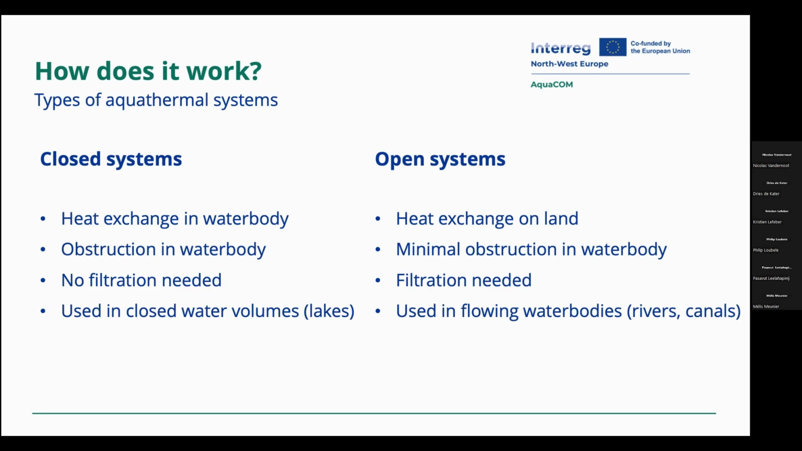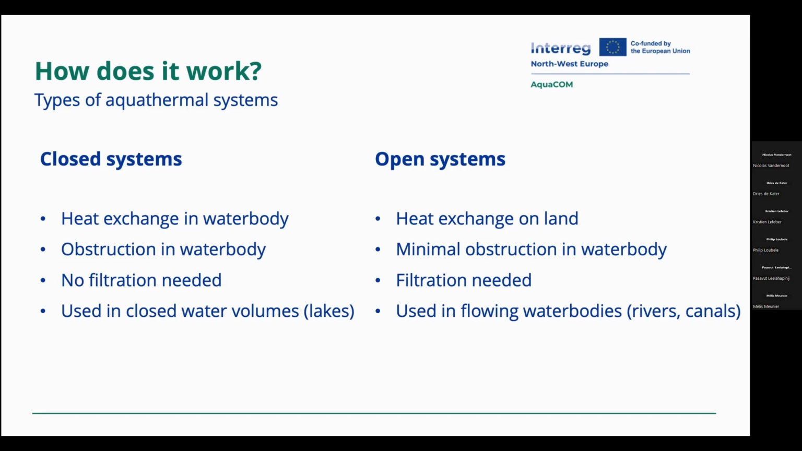In the open systems, we have a very minimal obstruction, only the inlet points and the outlets, the discharge point, which is a small obstruction. A big advantage of the closed loop systems is that no filtration is needed, so the operational costs are very limited. In open systems, a lot of filtration is required, which makes the operational cost more expensive, and it's also one of the reasons why it's only used when the power demand or the heat demand is high enough, so that the investment cost is worth it.